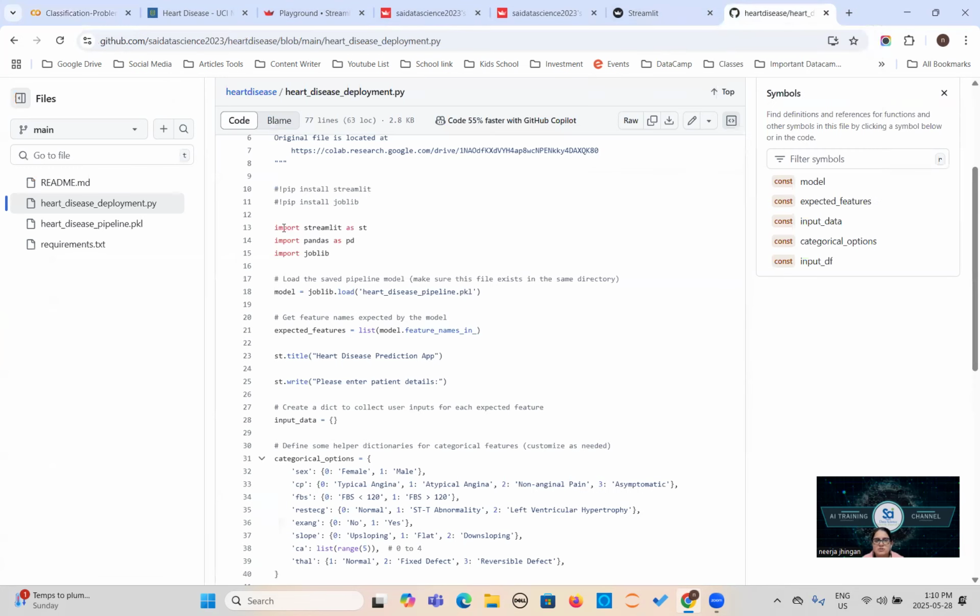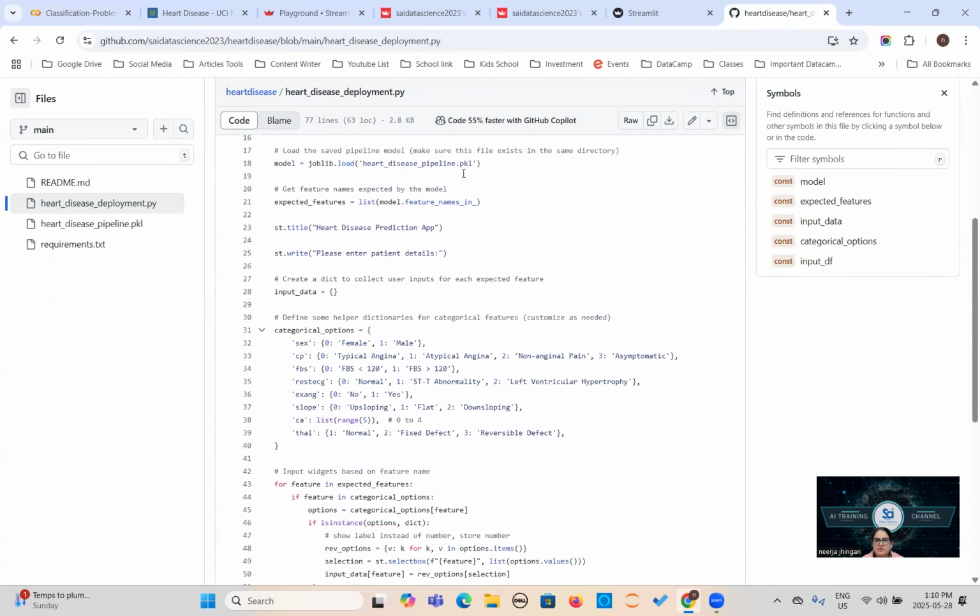This is the one. So we will import Streamlit, Pandas, joblib, and this is the model. We are loading the model again. Expected features, we are making a list. This is the code for your Streamlit front end.